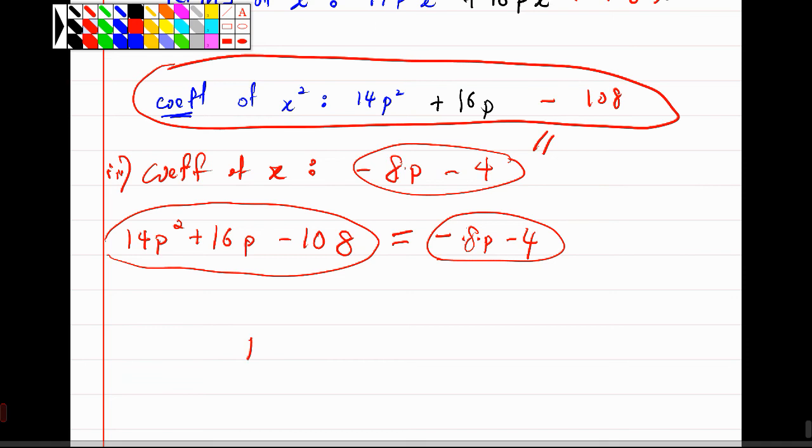p equals 2, and p equals negative 26/7. Sometimes you reject the positive, but they say p is positive, so you reject negative. Okay?